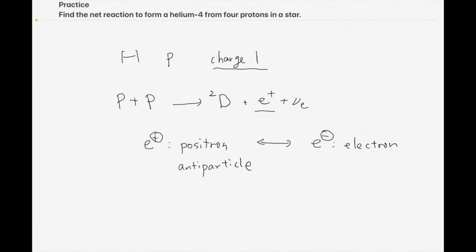Actually, the positron was discovered by Anderson in 1932, and he was awarded the Nobel Prize in 1936. So in the first step, a proton reacts with another proton to produce deuterium and a positron and an electron neutrino. But we need more steps to produce helium.